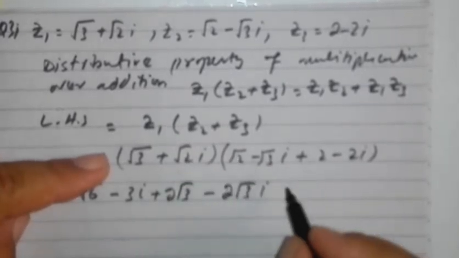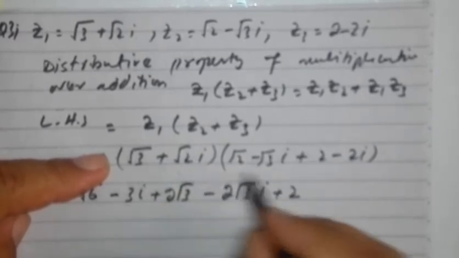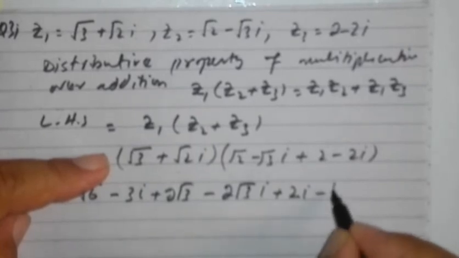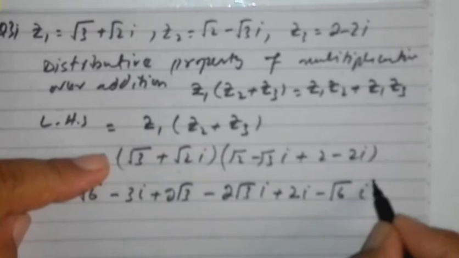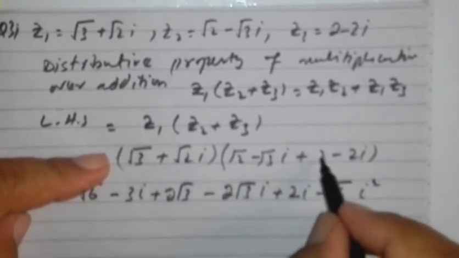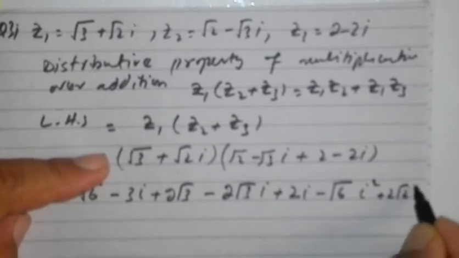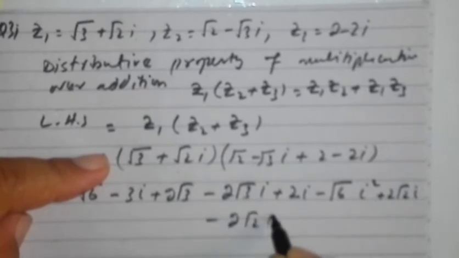Now multiply this with this. Under root 2 into under root 2, we get 2 iota. Under root 2 into under root 3, we get minus under root 6 iota into iota, iota square. Under root 2 into 2, we get 2 under root 2 iota, and under root 2 into minus 2, we get minus 2 under root 2 iota square.